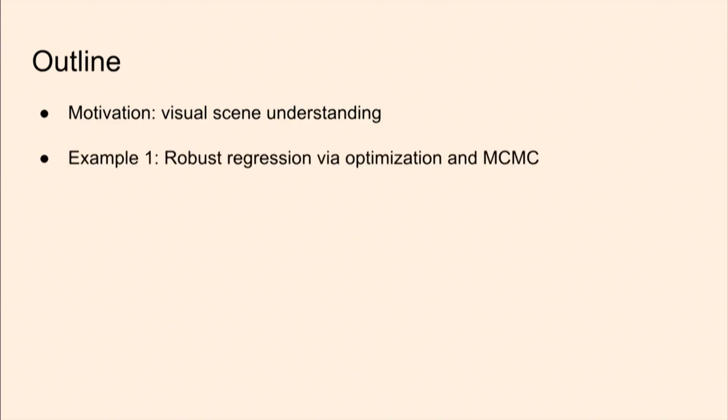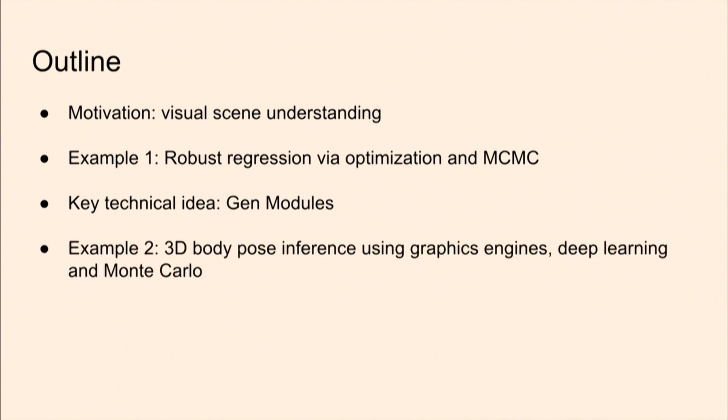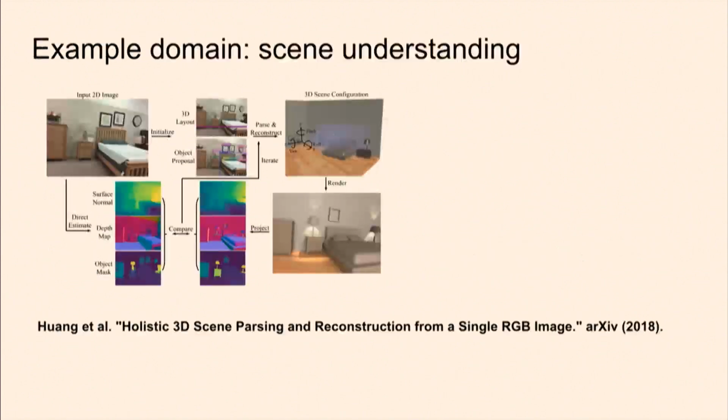And then I'll introduce the modeling and inference syntax of Gen using a simple statistics model, a simple Bayesian robust regression model, where for inference we're going to combine MCMC and MAP optimization. Then I'll introduce some of the core technical ideas in Gen, in particular the notion of a Gen module. And then I'll provide a second example where we use a combination of deep learning and inference networks, the deep learning and importance sampling for 3D body pose inference from depth images.